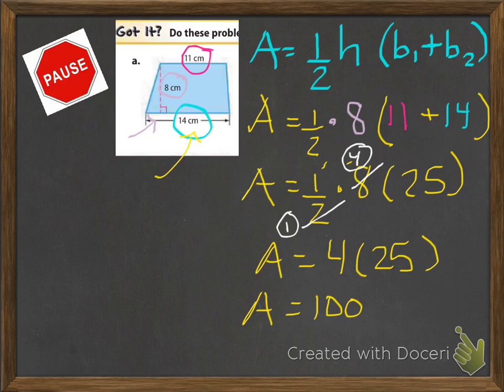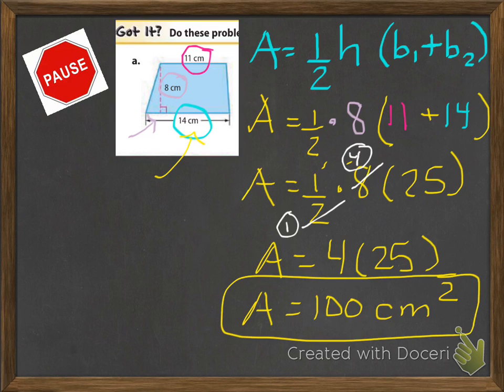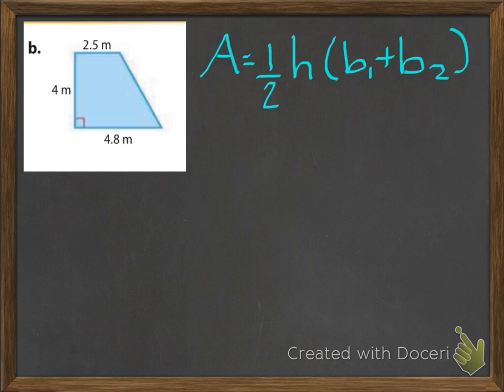And you can't forget, you've got to go back and look for that unit. So in this case, it was centimeters. And because it's area, it's going to be centimeters squared. And then put a box around your answer.